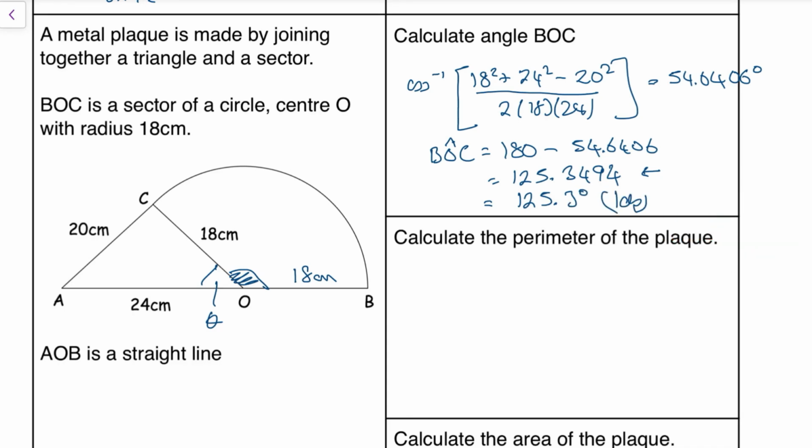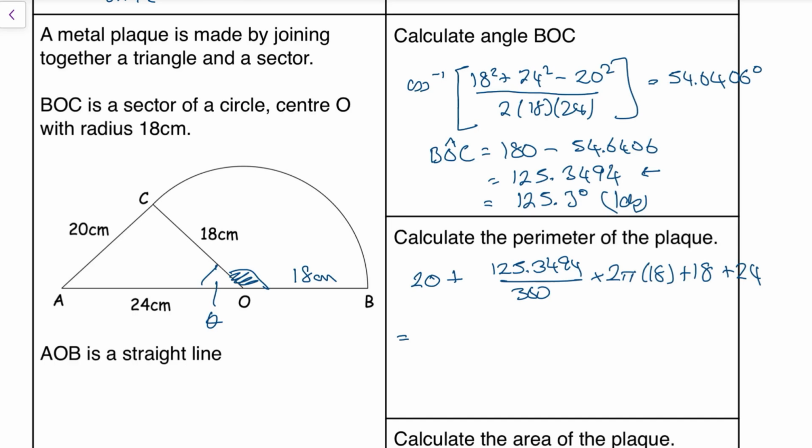Then it says calculate the perimeter of the plaque. So what I'm going to need is, if we run our way around, so I know what that length is. I need to find out the arc length. I know what this length is because it's the radius, and I know what this length is. So really the question is find the arc length and then add the other lengths on. I'm going to write it all as one big calculation because it means I'm not going to forget something. So it's going to be working my way around from A, 20 plus the not very nice 125.3594 over 360 times 2 pi r, where r is 18, plus 18, which is the radius, plus 24, and I'm back at A.